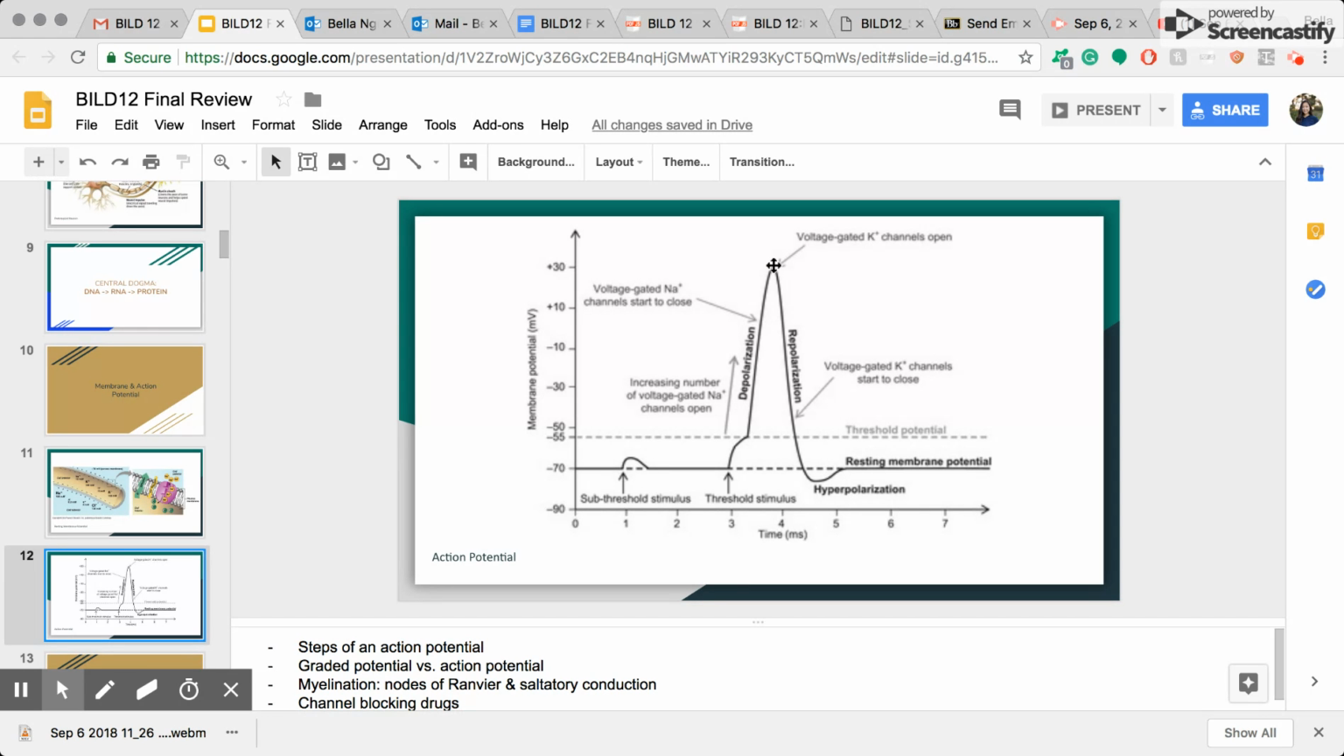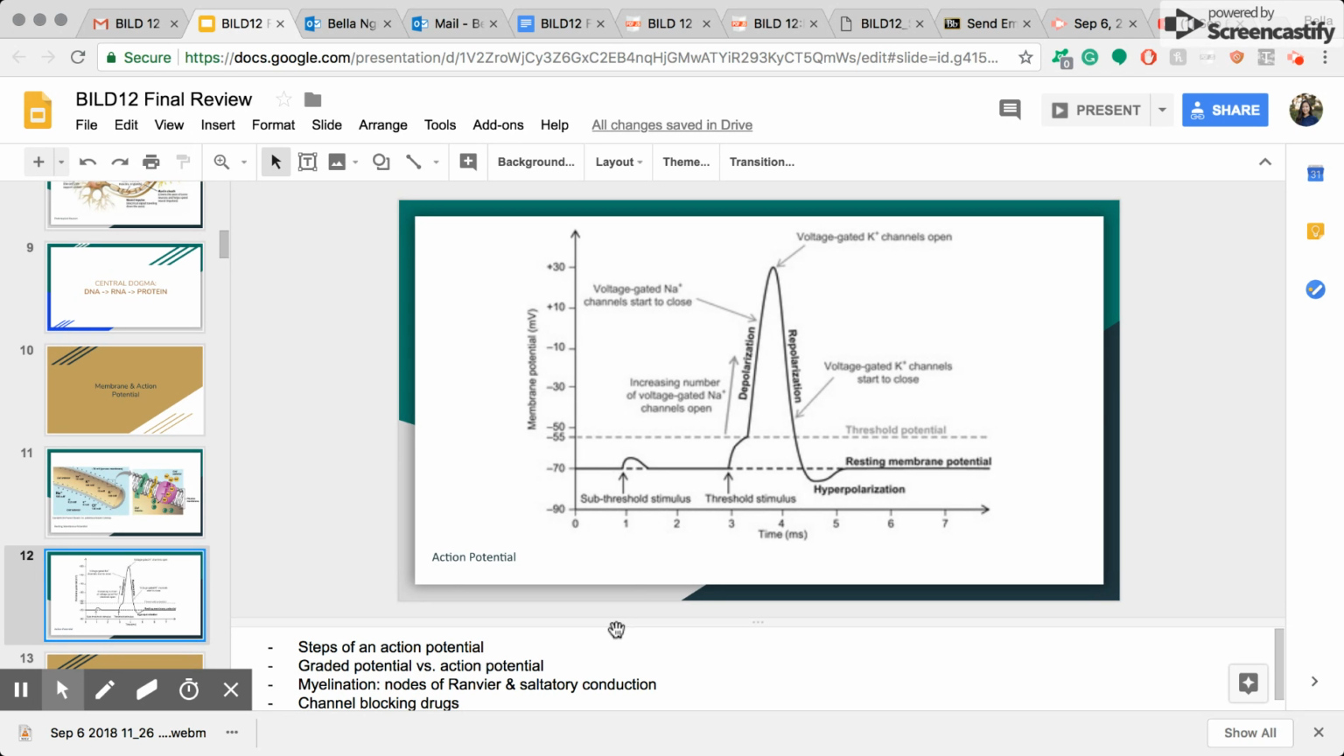And then at that point, you have the voltage gated potassium channel open, and the outward movement of potassium, which is the loss of this positive charge, leaves the intracellular section of the cell, and at that point you have repolarization. And because so much of it is leaking out, that's what causes hyperpolarization. And again, you want to have this refractory period so that you don't have another action potential firing immediately after.